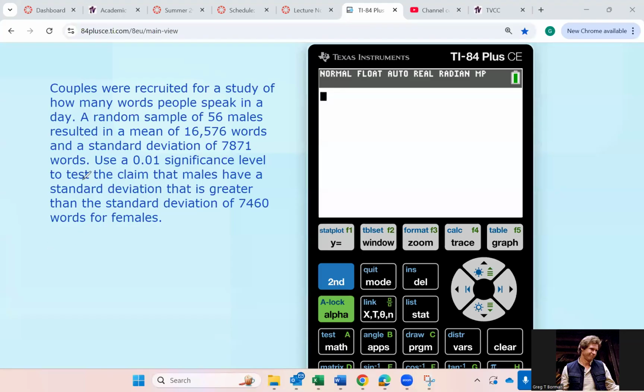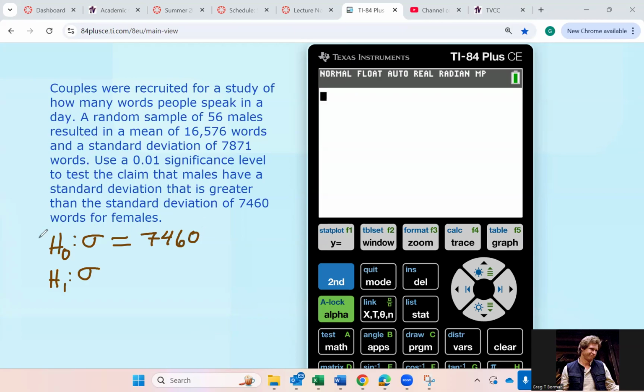Okay, so first of all, I see "test the claim," so I know I need a null hypothesis and an alternative hypothesis. And of course, as always, the null hypothesis is on trial. It says test the claim that males have a standard deviation. So that's the parameter we're interested in. H0 is always equal: standard deviation of 7460.